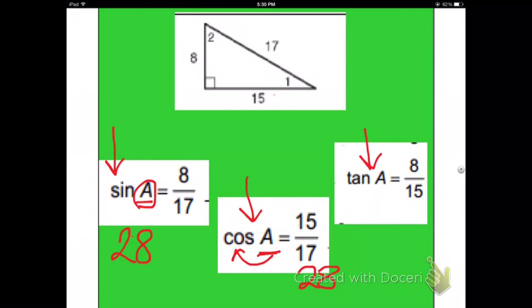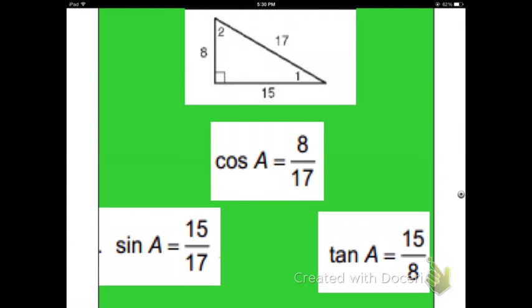And to make sure we're right, with tangent, if we want to undo the tangent to find A, we press shift, tangent, 8 divided by 15. Close your parentheses. And again, we get 28. Remember, if it's the same angle, you should not get a different angle measurement when you're measuring the same angle, no matter which function you use.